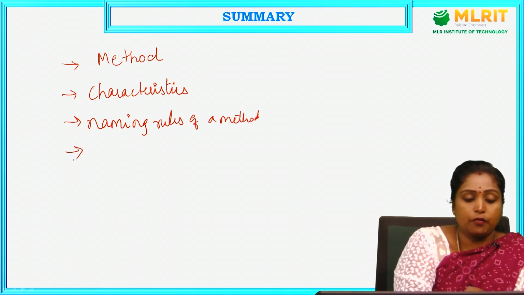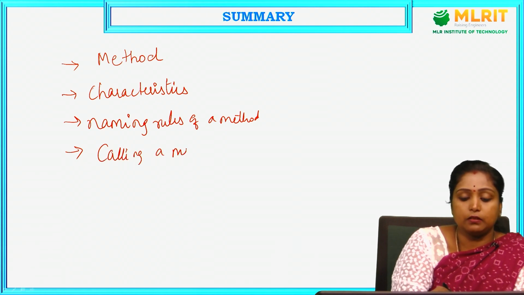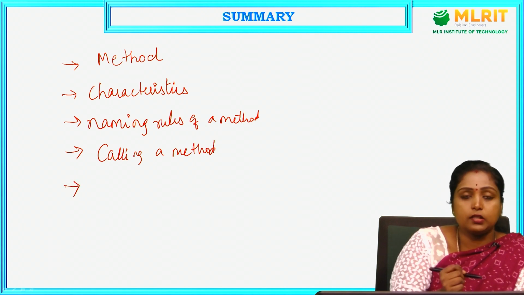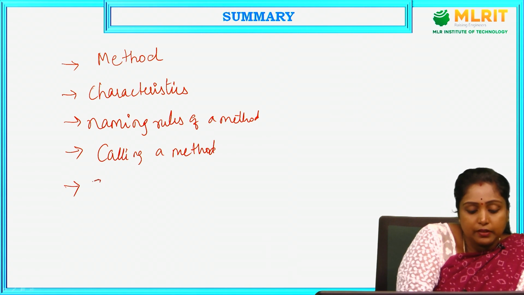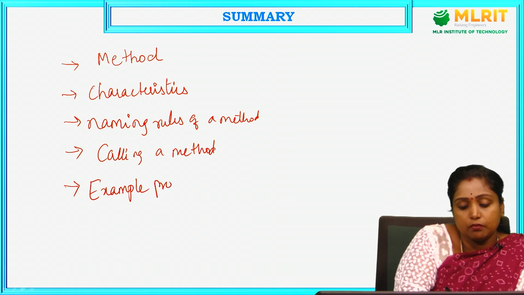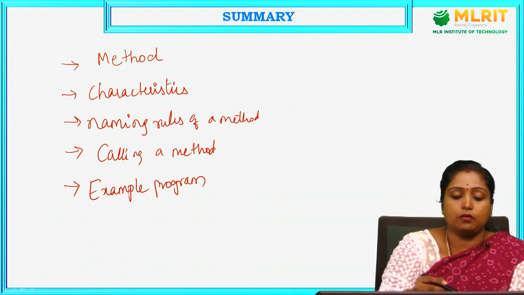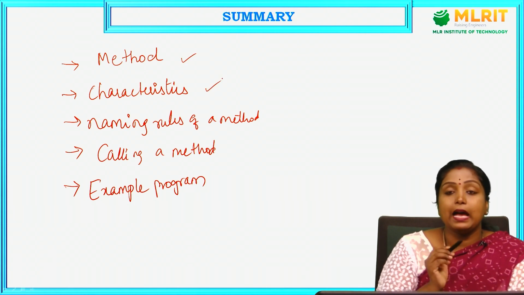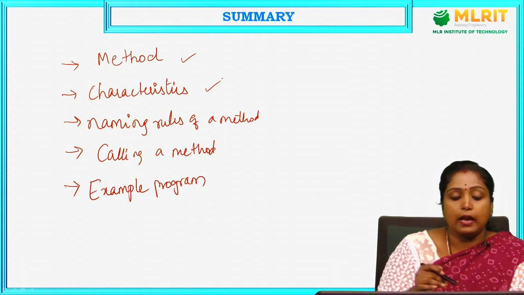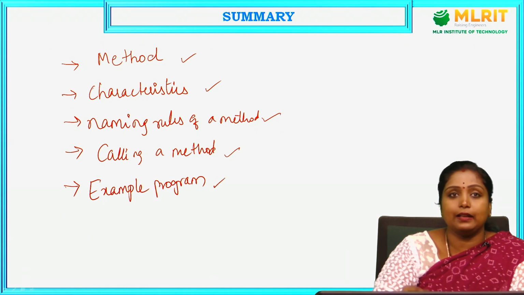Then after that, how you are going to call a method. And the last, we have seen an example program. So we have seen what is a method, characteristics of a method, syntax of a method, how to define a method, naming rules of a method, calling a method, and an example program.